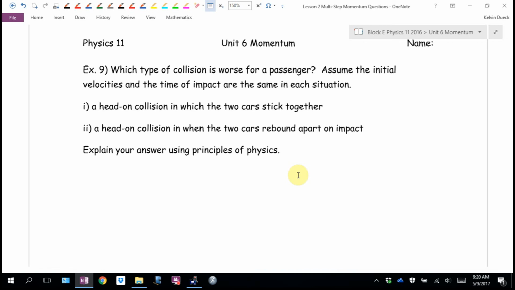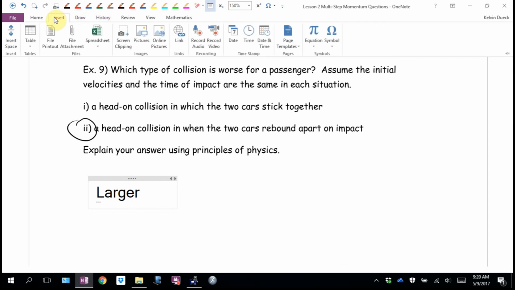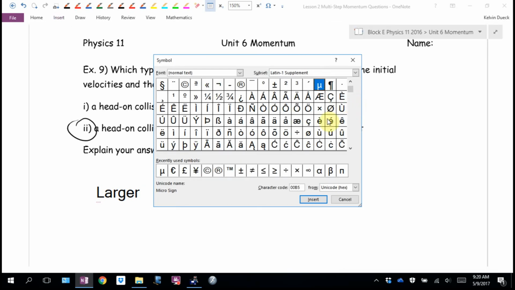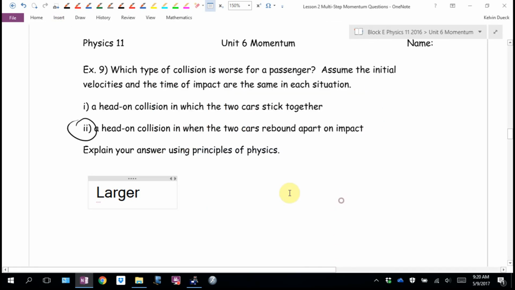What do you think? Connor, take a guess. Well, from what we just saw. They're rebound, so that's worse. Yeah. Why? Larger... Can I insert a delta? Show me a delta. I'll have to handwrite it with my messy handwriting. Larger change in velocity. Yeah.